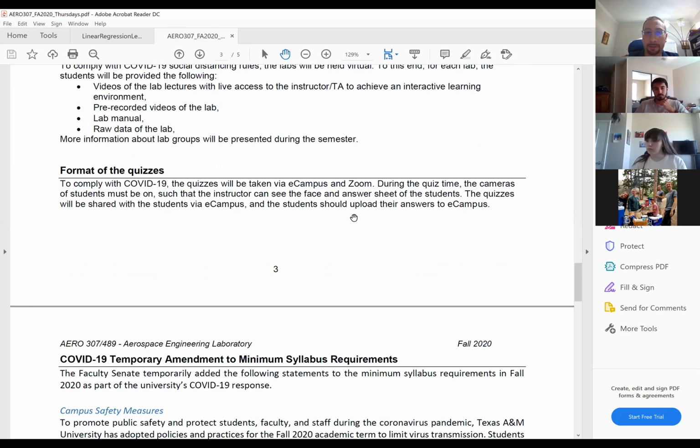The format of the quizzes is going to be via eCampus. As I mentioned earlier, 2 of the labs, and I'll be explicit when we have them, will be done in groups. We will put you in groups of 3 or 4. You can communicate with each other via eCampus, via Zoom, or you can meet with each other if you can follow social distancing. And every group will turn in 1 lab report for those 2 labs that have a lab report.